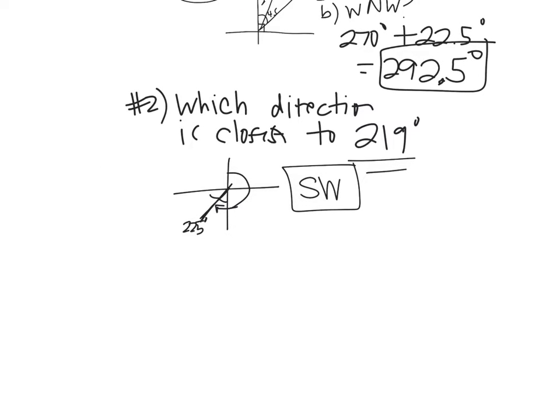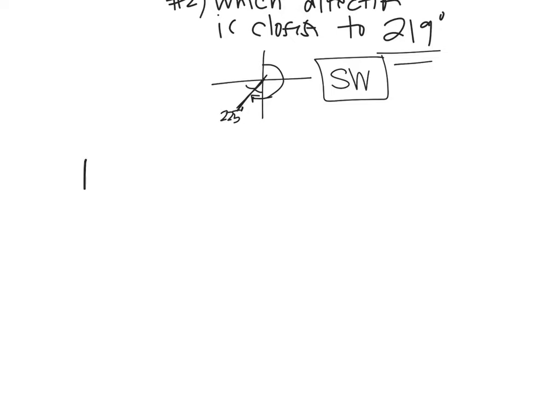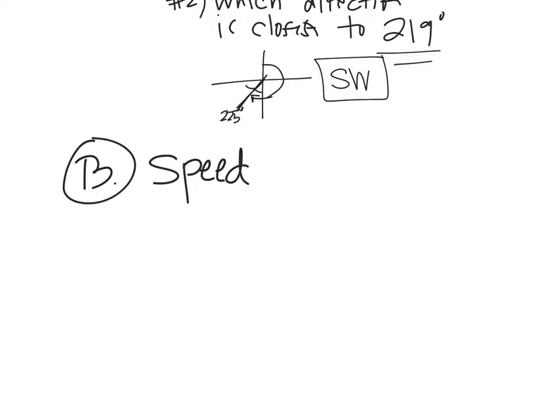Okay. I'm feeling pretty good about your compass skills. Let's move on to part B now. Last part. Part B. We're going to talk about speed. And when we do these problems, there's going to be two types of speed. We're going to talk about the speed of how fast the angle is going inside the circle and how fast we're going on the outside of the circle. So we're going to have something called angular speed.